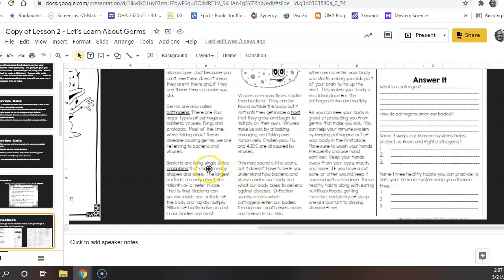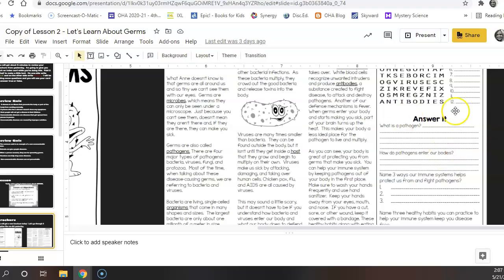As you can see, your body is great at protecting you from germs that make you sick. You can help your immune system by keeping pathogens out of your body in the first place. Make sure to wash your hands frequently and use hand sanitizer. Keep your hands away from your eyes, mouth, and nose. If you have a cut, sore, or other wound, keep it covered with a bandage. These healthy habits, along with eating nutritious foods, getting exercise, and plenty of sleep, are all important to stay disease-free.